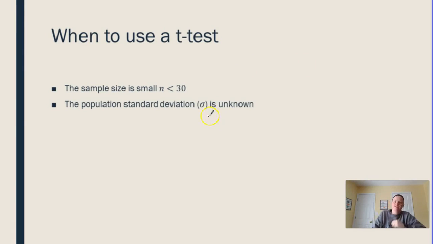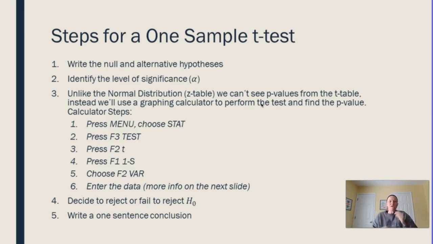Okay, so that would be the sigma symbol. Sometimes they might give you the s of x, that's standard deviation, but that is for a sample. So s is the sample standard deviation. If we have that, but not sigma, that's when we're going to use a t-test. Okay, so the steps are going to be very similar to when we did our z-test.